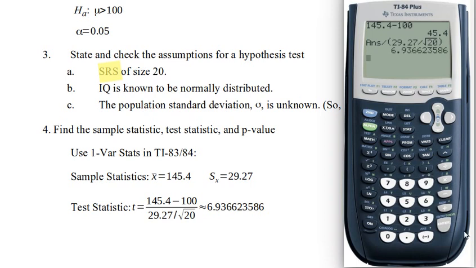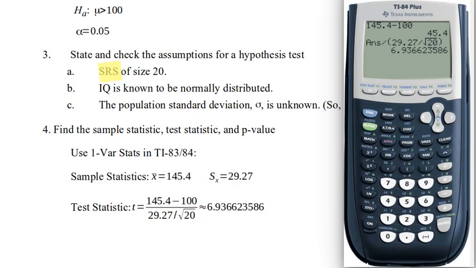So when I click enter, I get my test statistic. That's taking the place of our z-score, but there's other things going on as the curve is made more compressed than the standard normal curve. So our t-score is 6.93 and change.